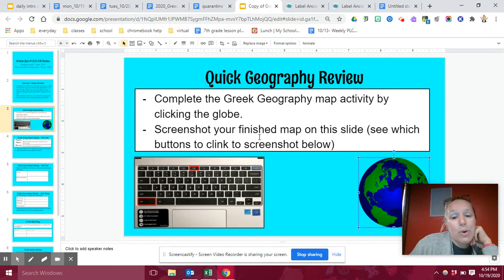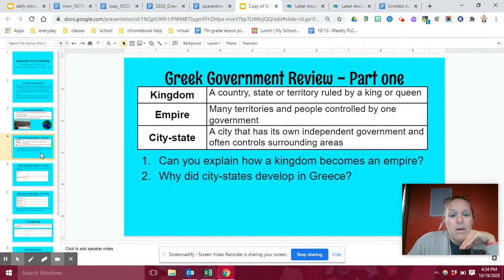Okay, and if you can't figure it out, you can raise your hand and ask the sub or a neighbor, or if you really can't figure it out, just put on here, hey, I couldn't figure out how to screenshot. But make sure you practice that. Just a quick geography review. All right, the next part.